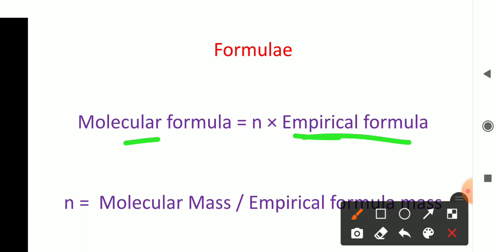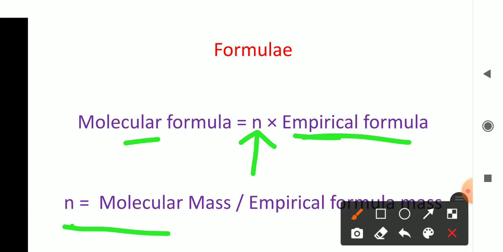Then here, what is N? In this formula, N is an integer, and the value of N can be calculated by using another formula. N is equal to molecular mass divided by empirical formula mass. Here the molecular mass will be given directly in the problem itself, so we need not worry about molecular mass.